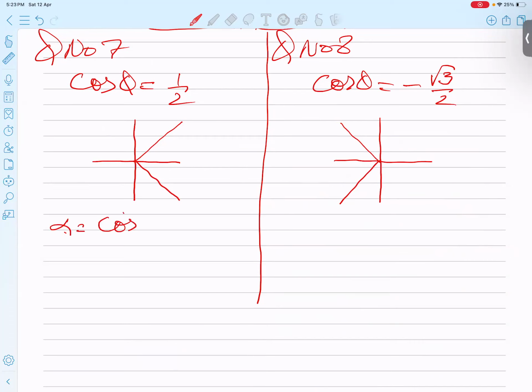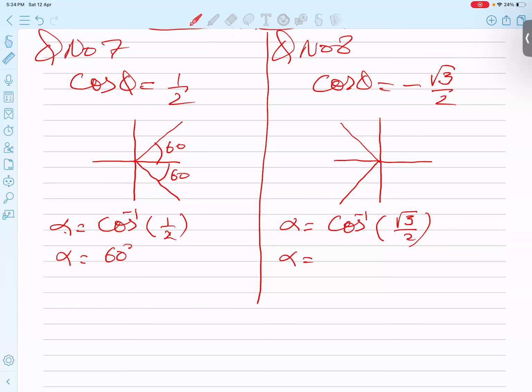Now, first of all, this theta, I will take alpha. Cos inverse of half gives you 60 degrees. And for 60, you will make a line and x-axis. This theta, take alpha, and cos will go there. Don't take the negative sign, otherwise you get a wrong answer here and you will have difficulty. This is 30 degrees. Make a 30 here, make a 30 here.